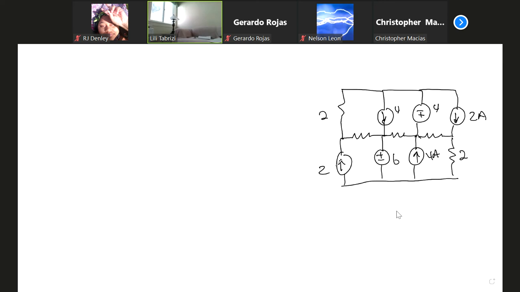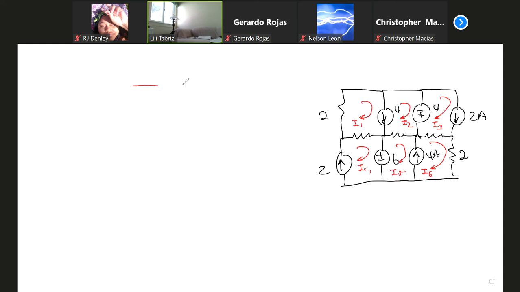6. 6 simple loops. I don't want you to get confused when you read my solution, because this is going to be the same as the solution. I'm going to use clockwise direction for all of them. Doesn't matter. You can use clockwise, counterclockwise, anything. And I'm going to use the same order. So we have 6 loops, and we're going to assign I1, I2, I3, I4, I5, I6.